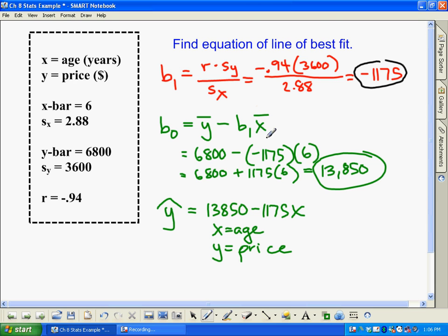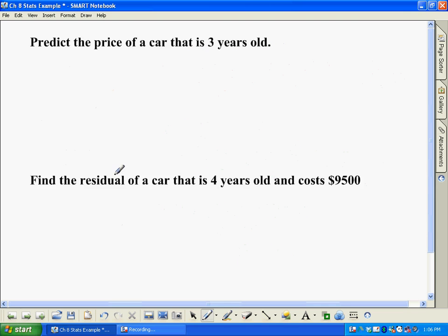You just use these two formulas here, and once you find the slope, you can use the slope here to find your y-intercept, including the means here. So it's really that simple if you're given these 5 values over here. And next, a couple other things here. We can use that to actually predict the price of a car.